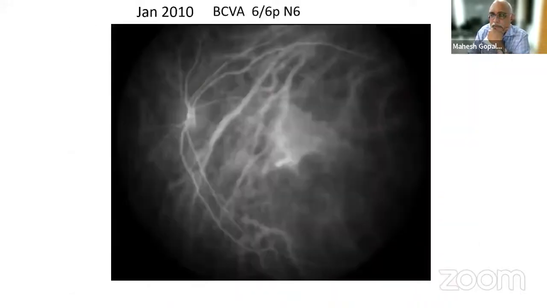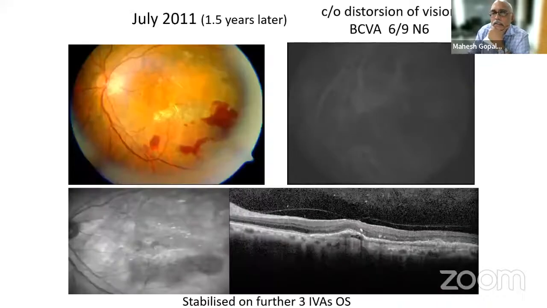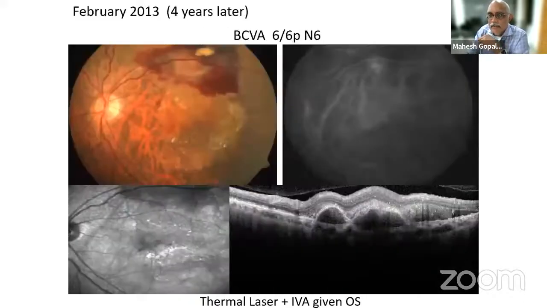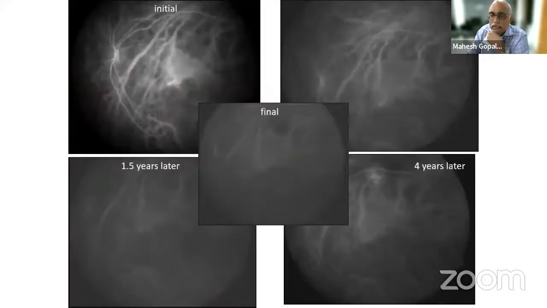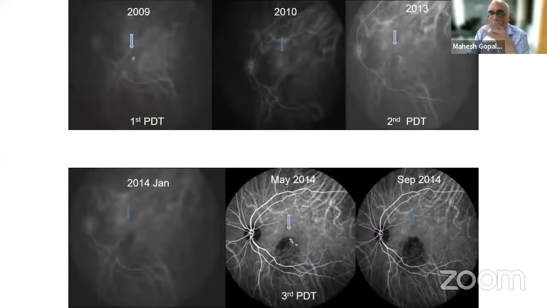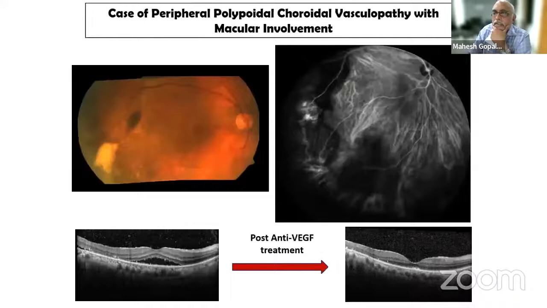So this is another patient. My old patient actually initially had photodynamic therapy. The vascular network is recurring inferiorly, and later superiorly. Over 8 years, you can see the angiography in 2010, 13, 14, and the recurrence of polyp can be seen beautifully in angiography.